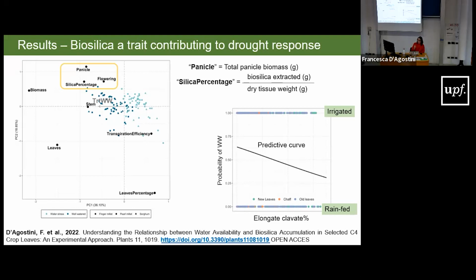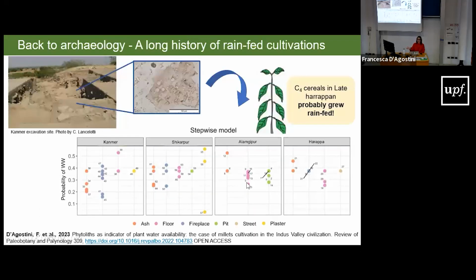But the second thing that is really important because of this prediction is the fact that basically we were doing what I was saying at the beginning. So we demonstrate that phytoliths are predictive of the water levels. So this means that we can use them in the archaeological records to predict the water management of the past. And indeed, we did it. And we applied this model in various archaeological contexts.